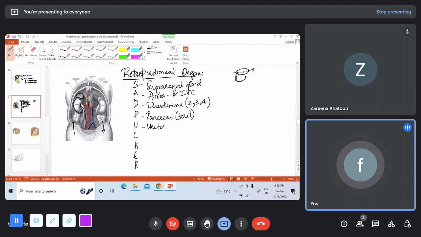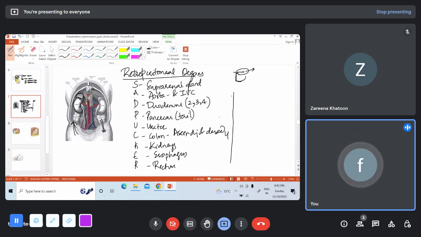U for ureter, then C for colon. Which part of the colon? The ascending colon and the descending colon. Ascending and descending colon. All right. Then the kidneys, as I showed you, esophagus and the rectum. Okay. The rest of the organs are intraperitoneal. So, what are the organs left?